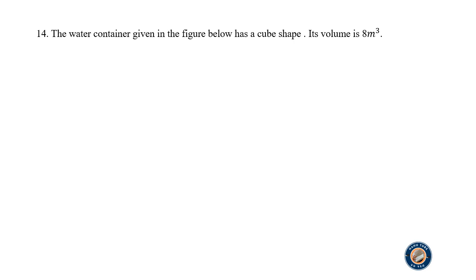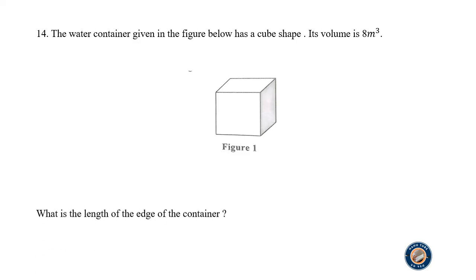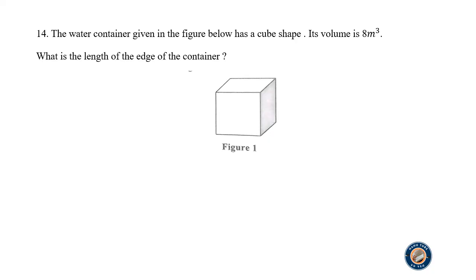Question number 14. The water container given in the figure below has a cube shape. Its volume is 8 meter cube. What is the length of the edge of the container? A. 1 meter, B. 2 meter, C. 3 meter, D. 4 meter.